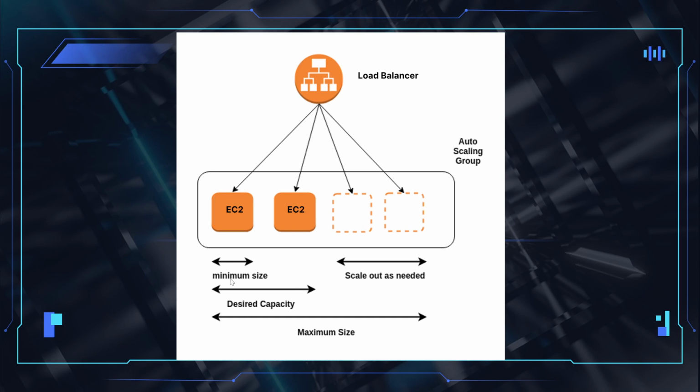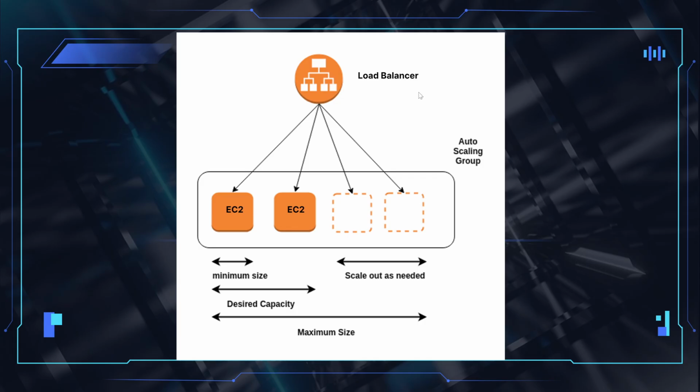Here you can see a minimum size. The minimum size is basically one server running in this auto scaling group. The minimum size is used when there is low traffic on your server. Let's say your server has 100 visitors per day. Not at a time, per day. At that time the minimum size can be used.